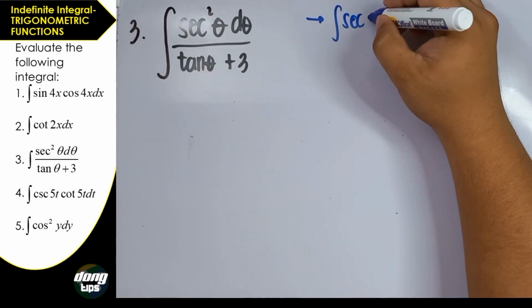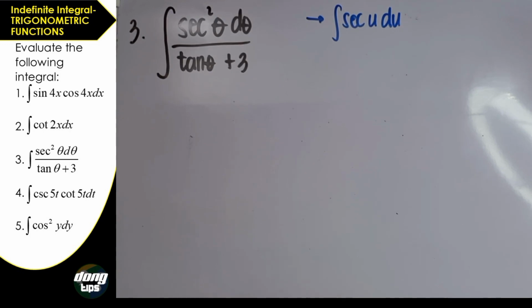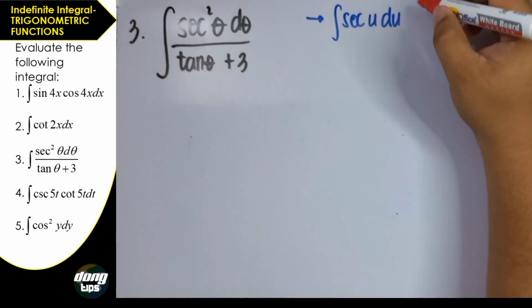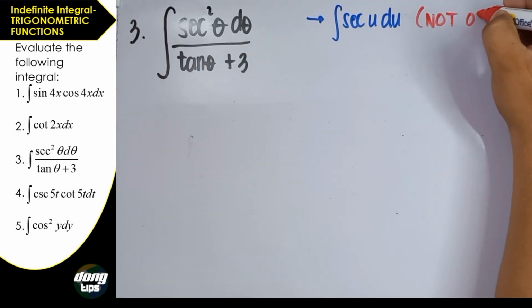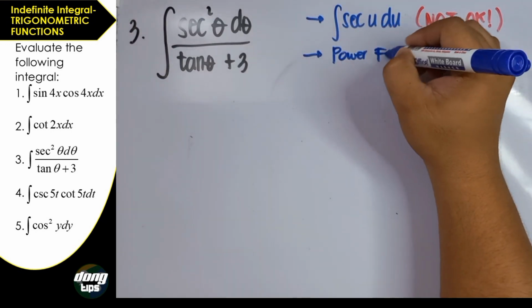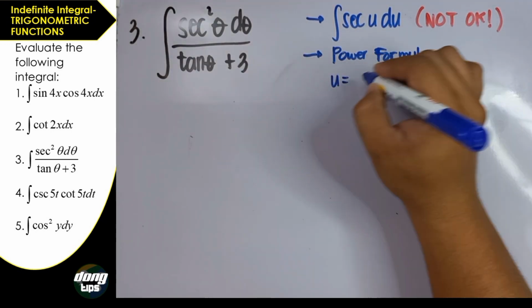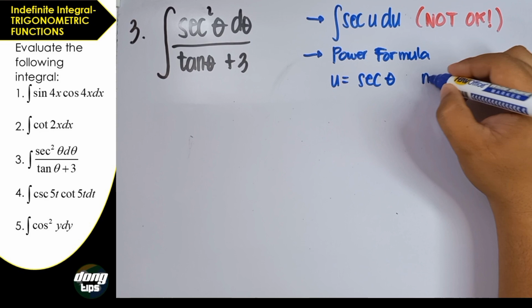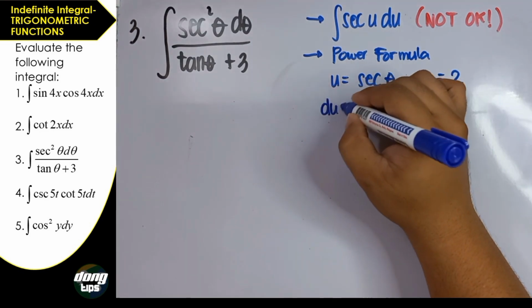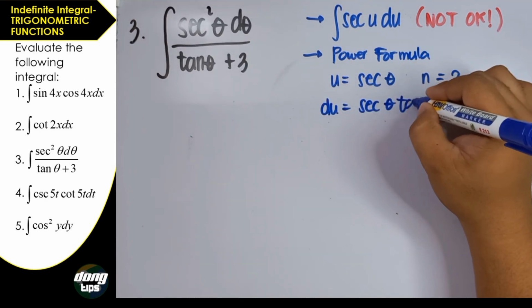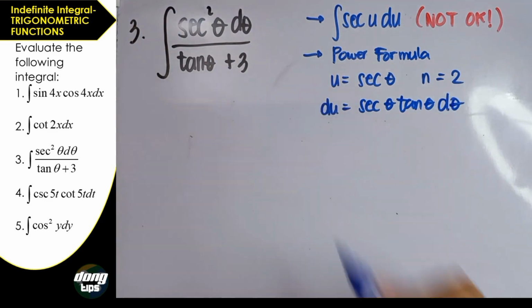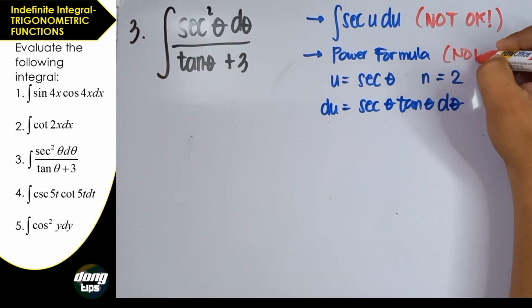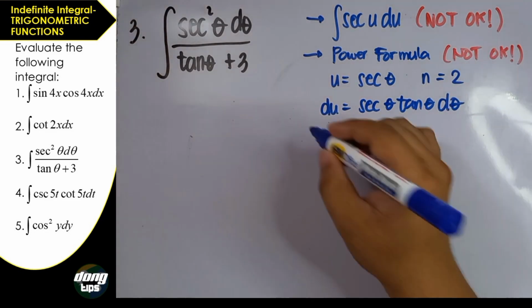Can we solve it by using this formula? We can't use it due to the presence of this function at the denominator. Now, let's try the power formula. If we use the value of u equals secant of theta, n equals 2, the derivative is secant of theta tangent of theta d theta, which is not present in the given. So this is also not applicable.